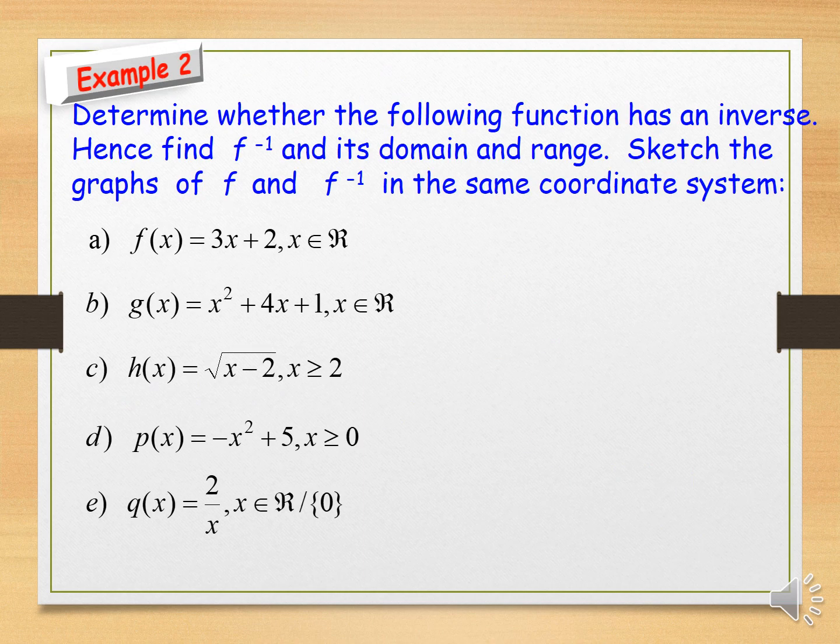Example 2. Determine whether the following function has an inverse. Hence find f inverse and its domain and range. Sketch the graph of f and f inverse in the same coordinate system. Question A: f(x) equals 3x plus 2.